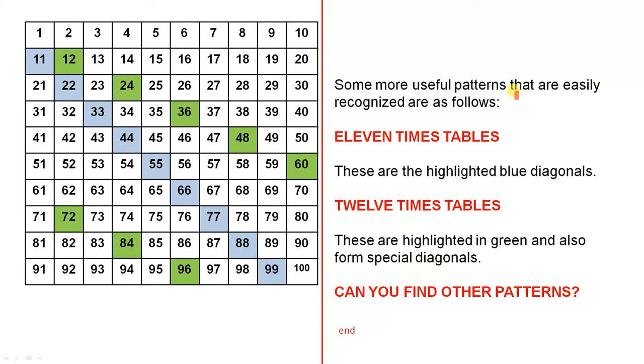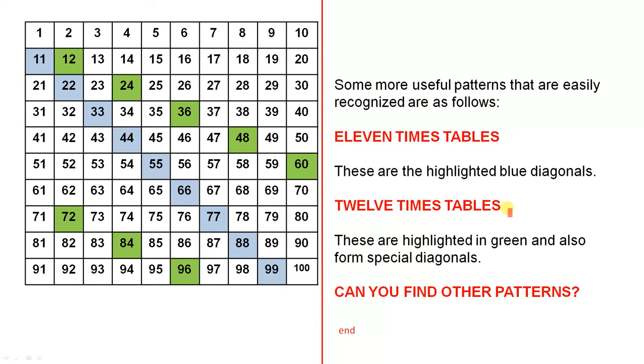Some more useful patterns that are easily recognized are as follows. The 11 times tables. These are the highlighted blue diagonals. 11 ones are 11. 11 twos are 22. 11 threes are 33. 11 fours are 44, etc.